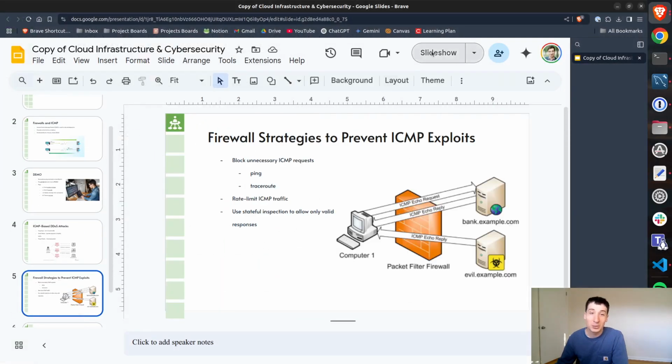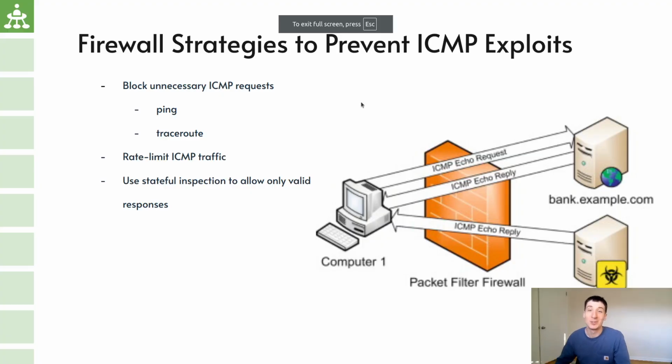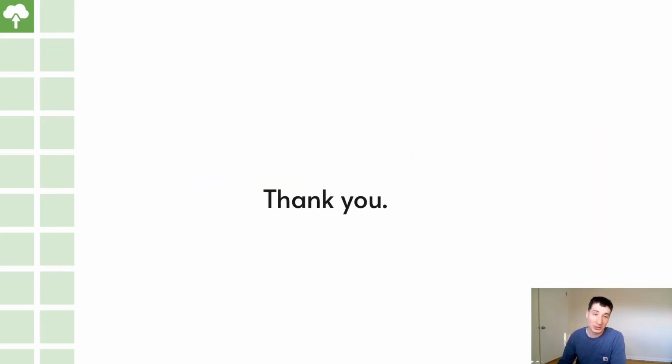And finally, we're going to be getting into some strategies to prevent ICMP exploits. Obviously, you can just block unnecessary requests like ping or traceroute. You can rate limit. We saw rate limiting in the demo. And then we can use something called stateful inspection, which is going to be more context on the request, so figuring out if the connection is secured, or what's the state of the connection, or where's the destination of the request, things like that.